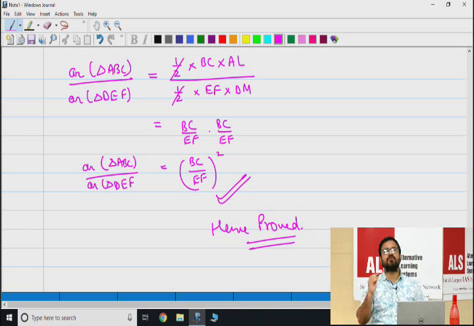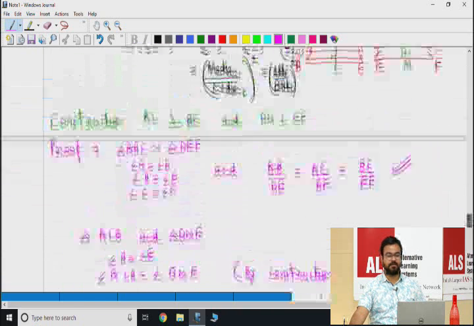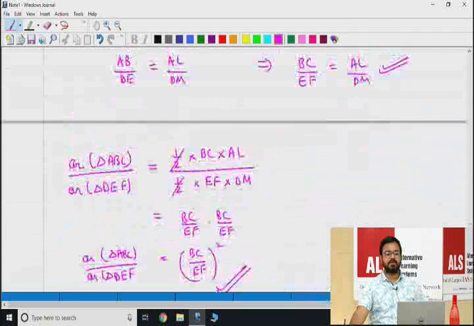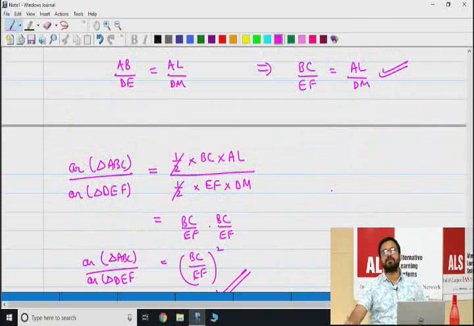Now note down one homework. Like I have proved the ratio of the area is equal to the square of the ratio of the sides. You can also prove the ratio of the area is equal to the square of the ratio of median, altitude, angle bisector. All you can do. Like altitude we have already done. This AL and DM are the altitudes. We can replace this BC by EF as AL by DM also.